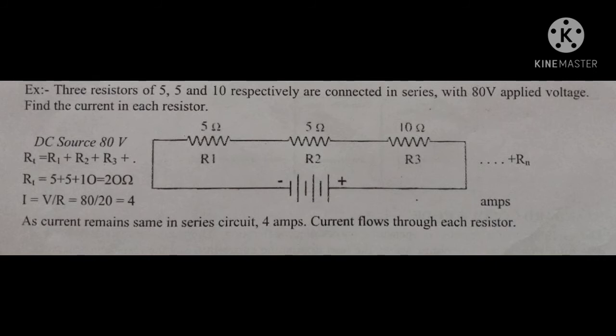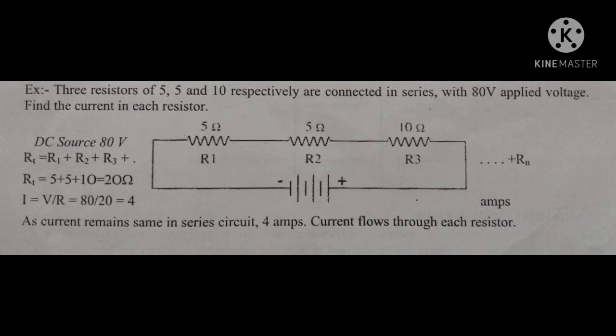Let us take an example such that the total resistance of a series resistance circuit is given by R total equals resistance 1 plus resistance 2 plus resistance 3, and so on up to the nth resistance. In series resistance, we just simply add all the resistances. Now let's see the example which is coming on the screen.